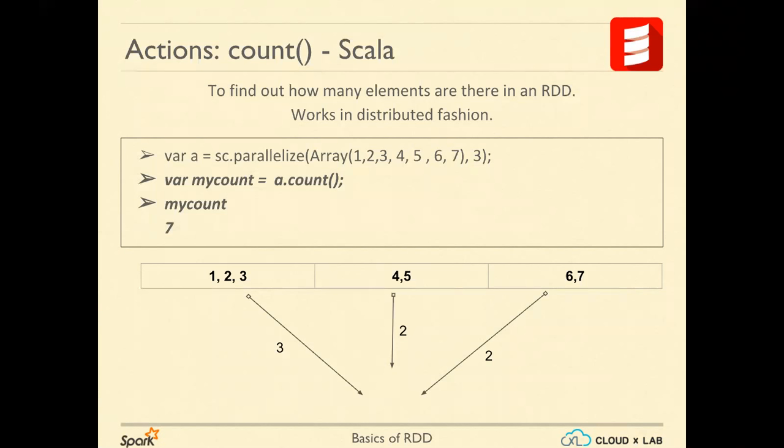Sandeep, my count should be 8. Why should it be 7? My count should be 7, right? 3 plus 2 plus 2. You are counting the first element as 7 and then 3 also. No, how many elements are there in the first partition? 3, right? Second partition 2, third partition 2, right? So 3 plus 2 plus 2 is 7, correct?